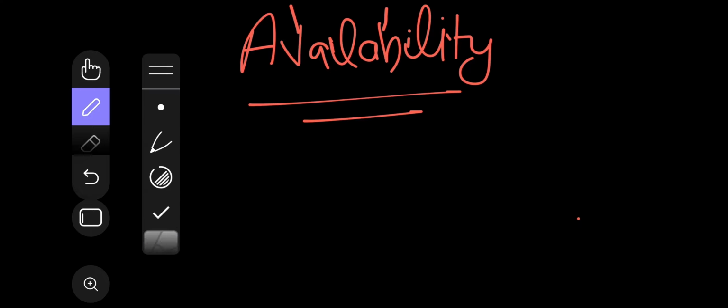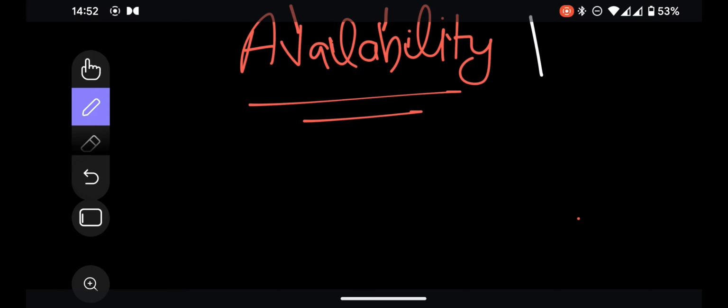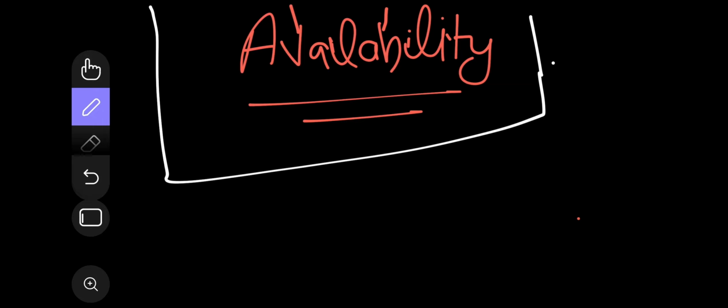What is it? Why is it important? And how important it becomes for a system to be available most of the time. So availability refers to the operational performance and availability of a system to be accessed and used when required. So you can imagine it through an example.